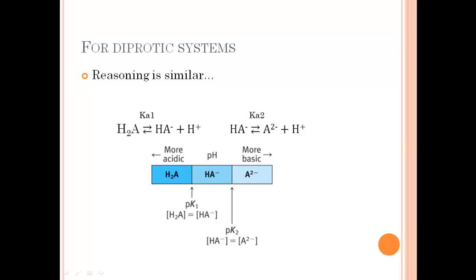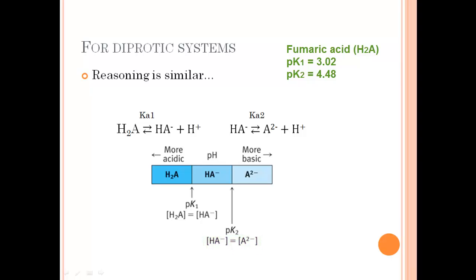So what about diprotic systems? Well, the reasoning is similar. The only thing is that there's 2 pKa values. So, for example, if I gave you fumaric acid, that's the H2A form, and fumaric acid has a pK1 of 3.02 and a pK2 of 4.48. At the pK1 you have your H2A form and the HA minus form at 1 to 1, and at the pK2 you have the HA minus form and the A2 minus form at a 1 to 1 ratio.